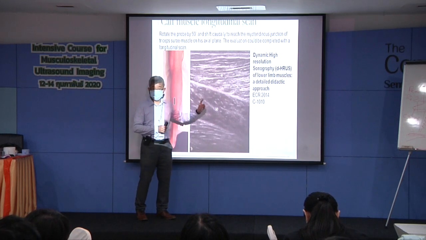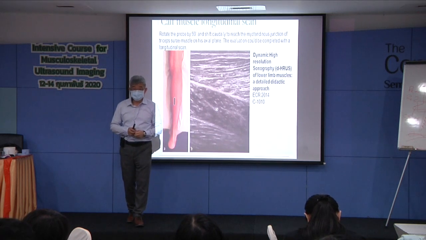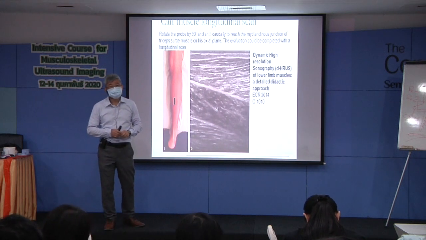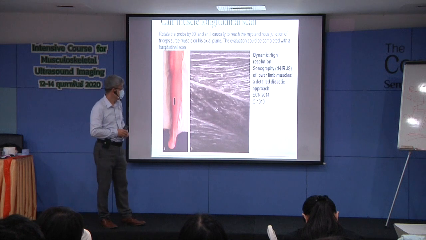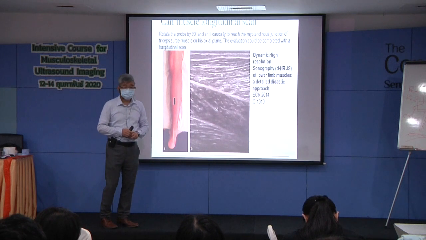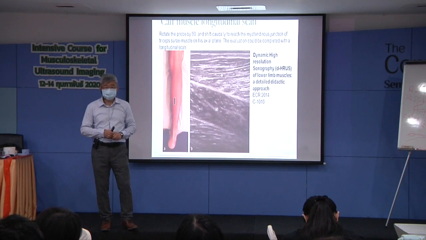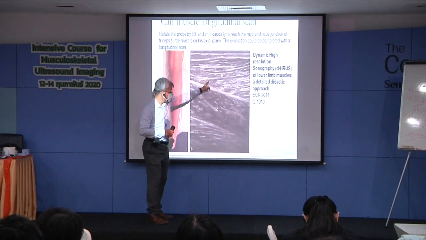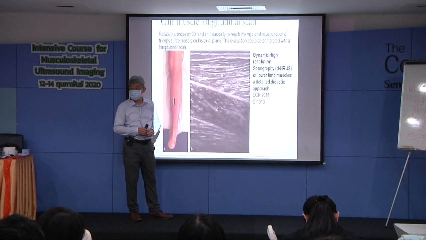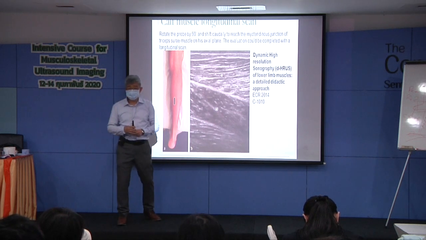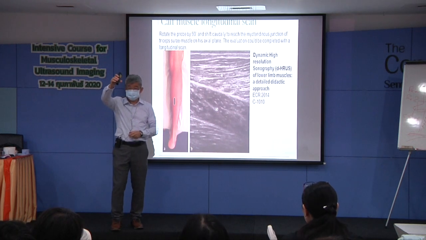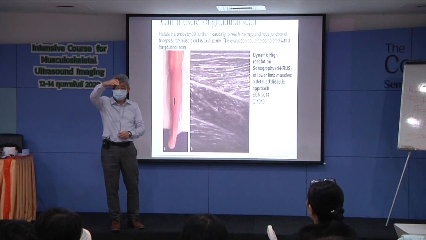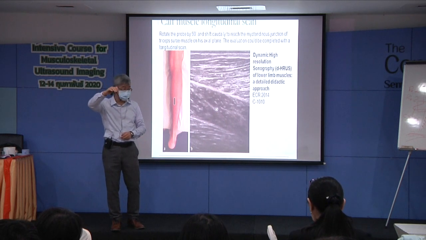So if you want to measure the pennation angle in the soleus and gastrocnemius, you need to do the scan twice, at least twice. One for gastrocnemius, one for soleus. Use the skill I told you about rotations, okay? Because they are aligned in different directions.